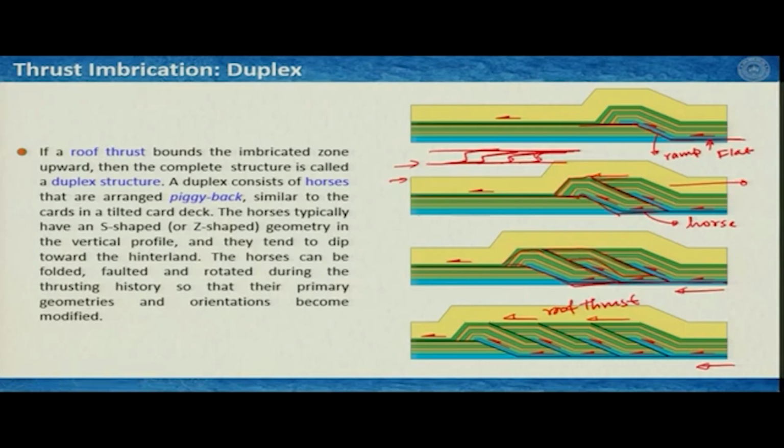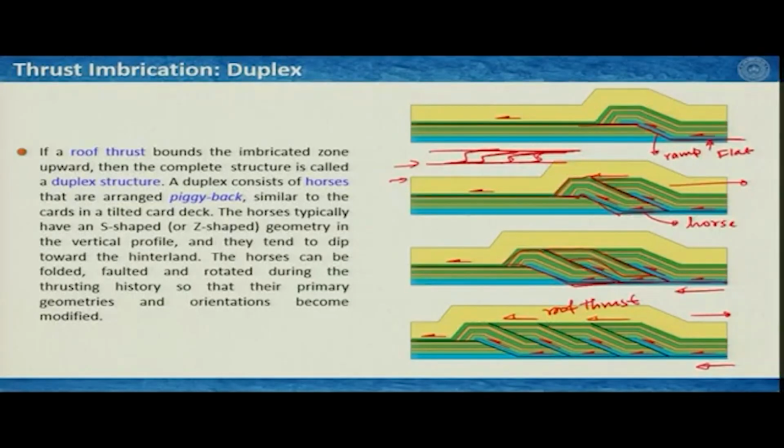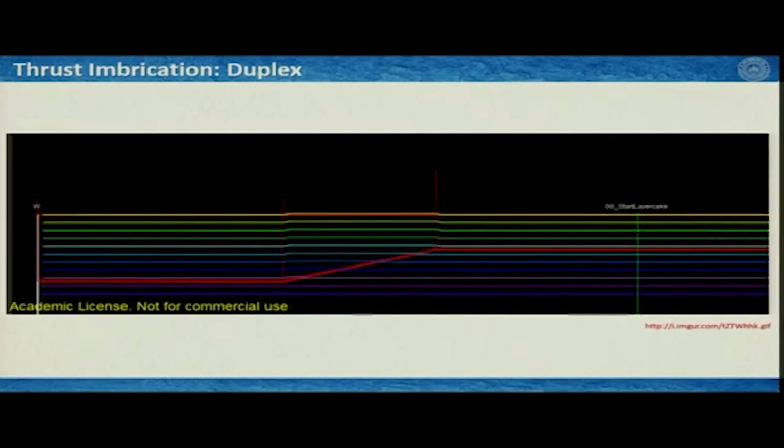And the horses can also be folded, faulted, and rotated during the thrusting history, and they produce some fantastic structures. We'll learn about it soon, so that their primary geometries and orientations become modified. So you may see that this is the hinterland side. On this side, the imbrication closest to the hinterland may have a higher angle compared to the one farthest from the hinterland. But let's see an animation of how this forms.